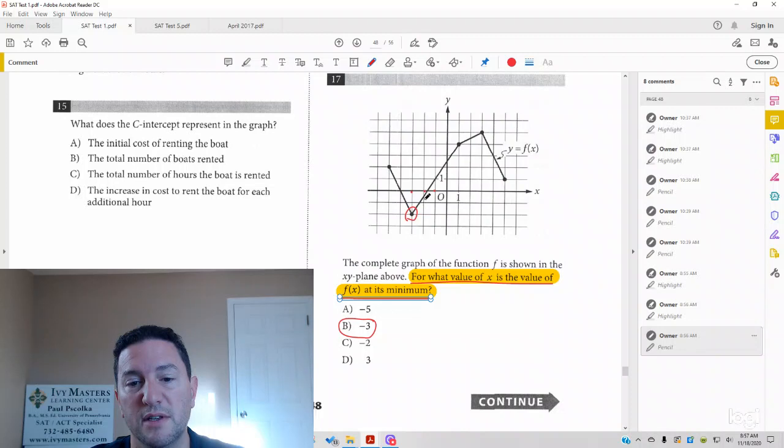F of -1 is +1. F of 0 is 2.5. F of 1 is 1, 2, 3, 4. F of 2 is 4.5. F of 3 is 5. F of 4 is 3, and F of 5 is 1.